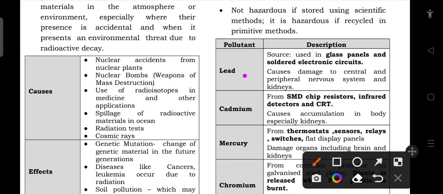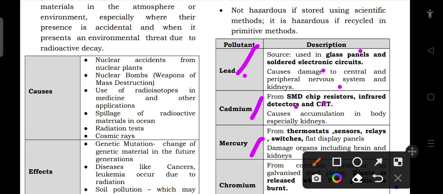First one is lead. The main source is glass panel and the soldered electronic circuit. It will cause damage to central and peripheral nervous system of human being. So lead is very dangerous. And next one is cadmium. It is obtained from the SMD chip resistor and also in infrared detector and CRT. It will be accumulated in the kidney and which is harmful.